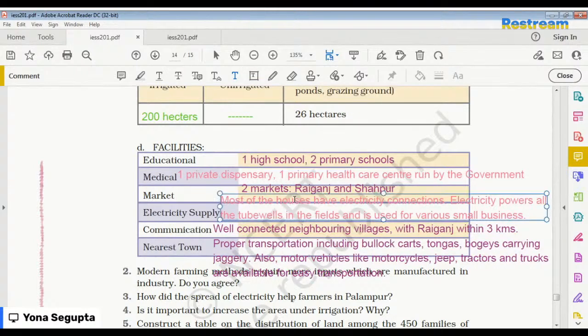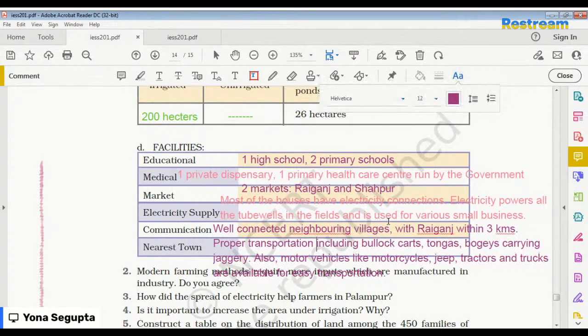Okay, next one is about the nearest town. What is the nearest town here? About the nearest town in Palampur, from the information that we have gathered, the one and only place is Shahpur. Shahpur. Wait a minute, just let me write it down. Don't have any place here.